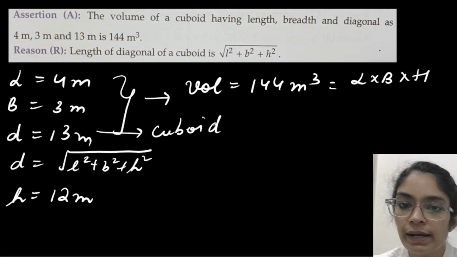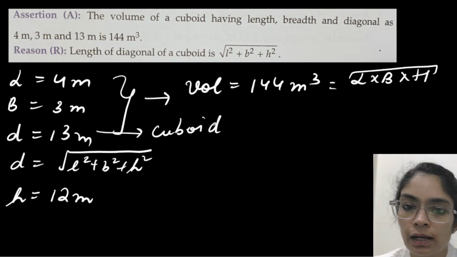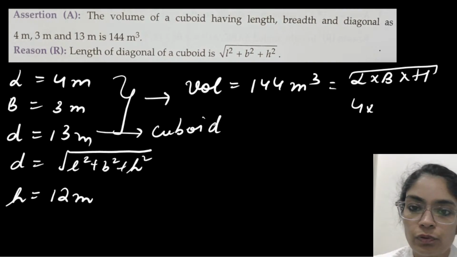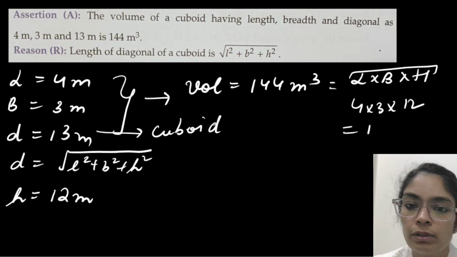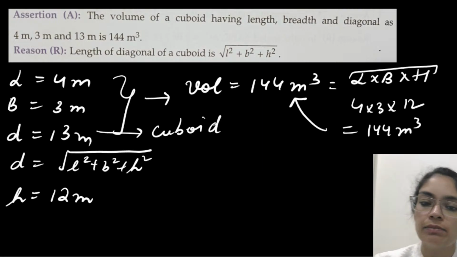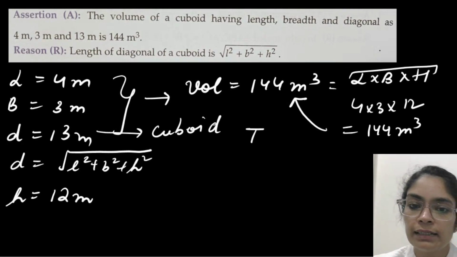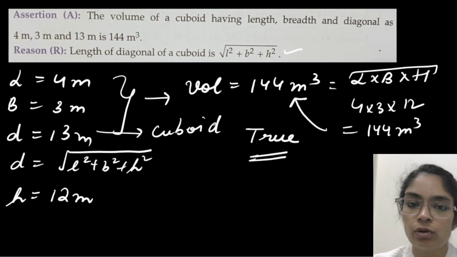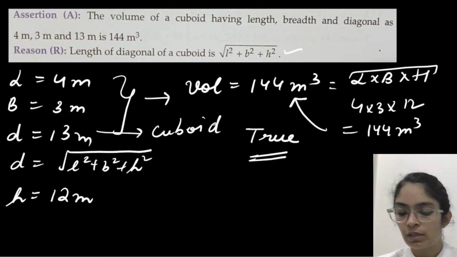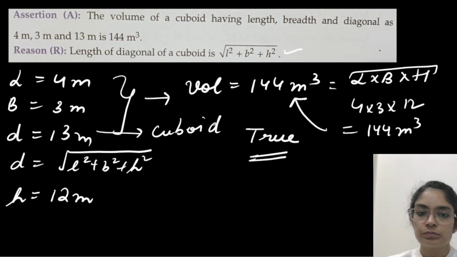So here when I'm finding the volume by using this formula, this is 4 into 3 into 12. When I'm doing these calculations, I am getting the same answer as the answer given to us in the question. That's why this assertion statement is true. And reason is also true because the length of diagonal's formula given is correct only. Is this question clear now?